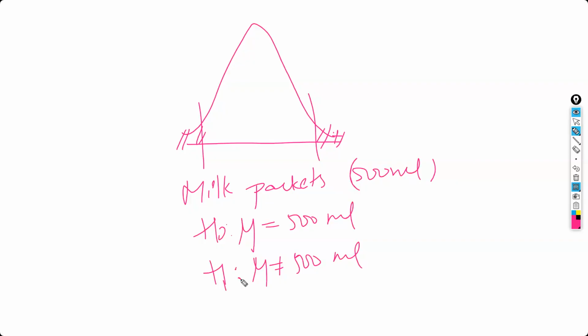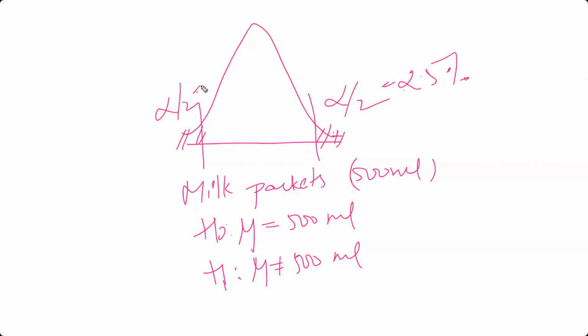So whatever your alpha value is, it should be split across two sides, right? Alpha by 2. That is 2.5% on the left side, 2.5% on the right side, and 95% is the acceptance area. Your alpha will be divided by 2, left side half, right side half. And the acceptance area of the null hypothesis will be 95%.